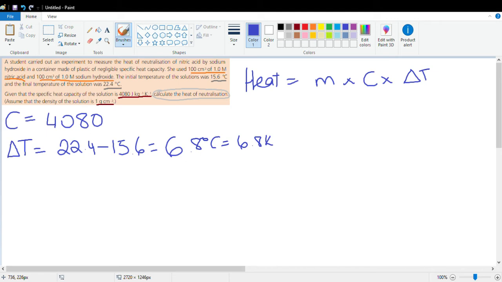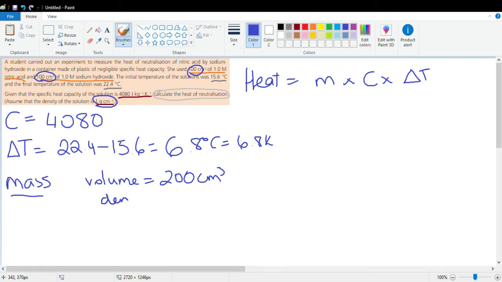And finally, my mass. So your mass here isn't given to you directly. What we do know is that the volume of solution that we've got, the volume of our mixture, is 200 centimeters cubed, because I've got 100 of the nitric acid and 100 of the sodium hydroxide in there. And I know that my density here is important. My density is equal to 1 gram per centimeter cubed. So what that means is I can convert centimeters cubed to grams in a 1-to-1 ratio. So that tells me that my mass is 200 grams.